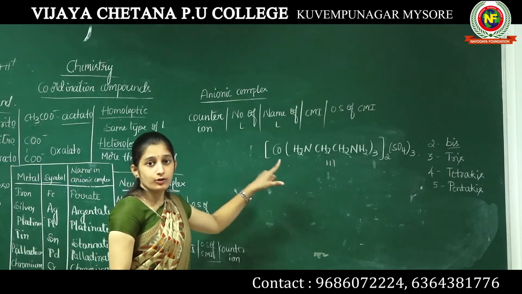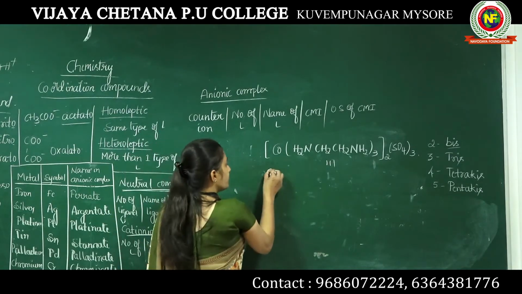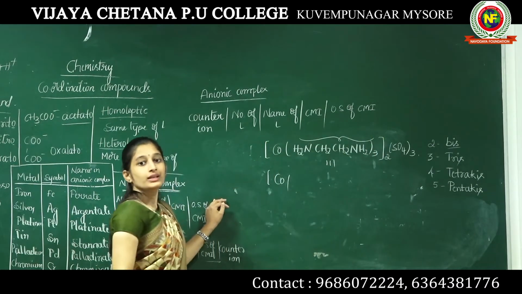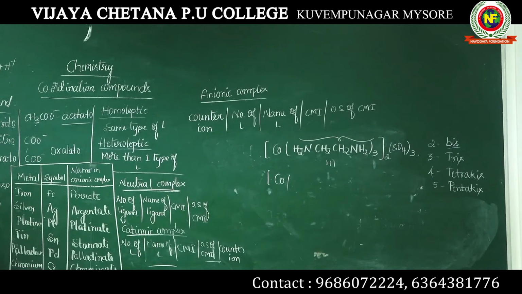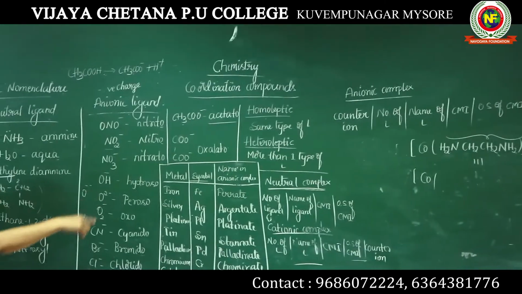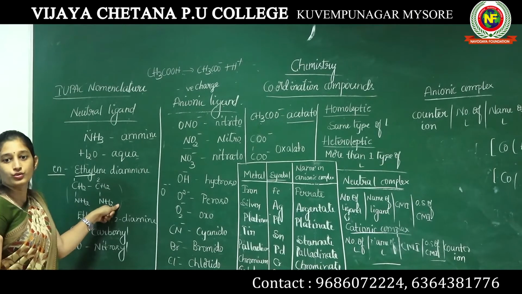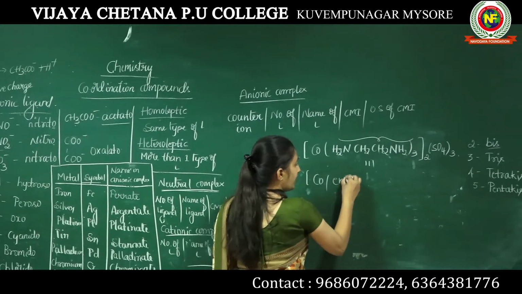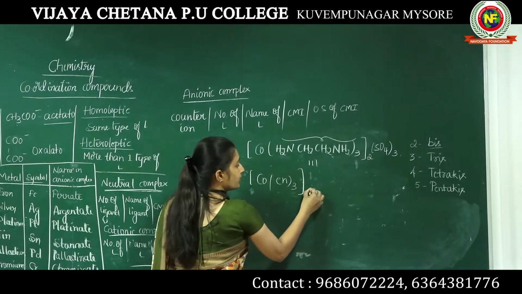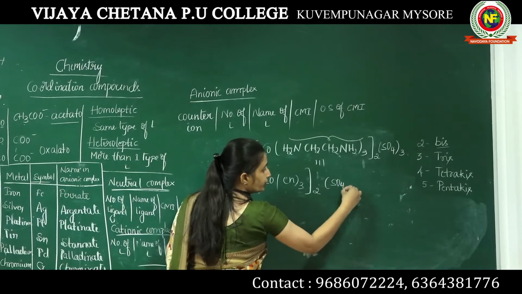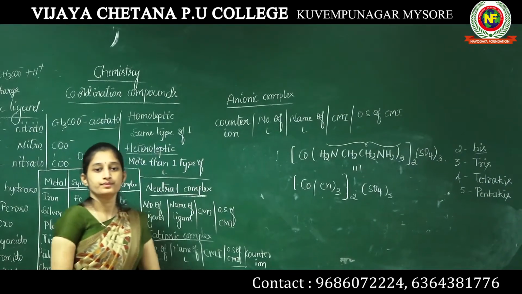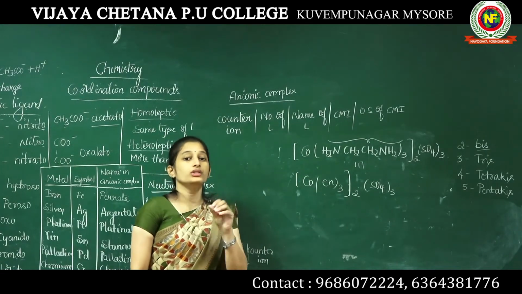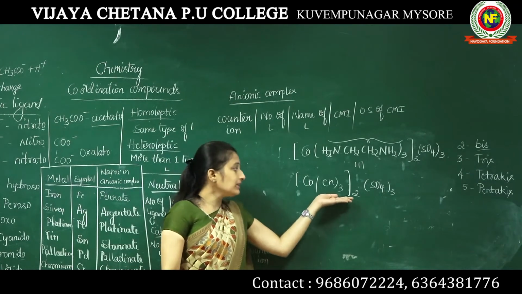Same complex. That is how to represent Co. Instead of this, en. I just explained it. See, CH2, CH2, NH2, NH2. It's nothing but en, ethylenediamine. So, [Co(en)3]2(SO4)3. Both also correct. They may give like this or else they may give like this. Both also correct. Usually they will give like this only.